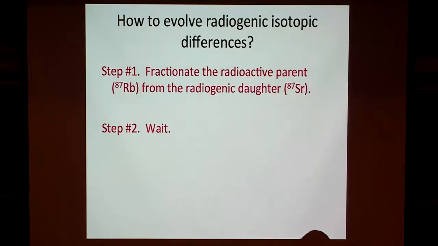Okay, so how do we evolve radiogenic isotopic differences? There are 2 steps. First, you have to fractionate the parent from the daughter. If you don't fractionate parent from daughter, you're not going to generate any differences. So the key is to fractionate parent from daughter, and we do this by melting the mantle. And then you wait. If you fractionate parent and daughter on day 1, you're going to have no isotopic differences.